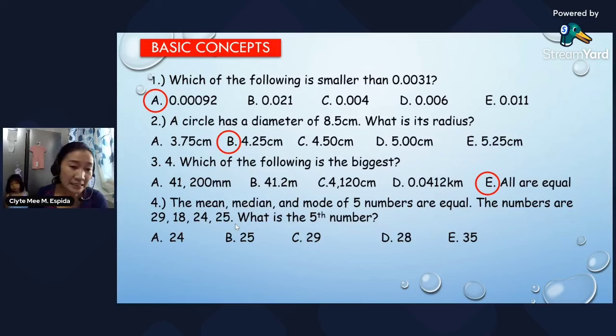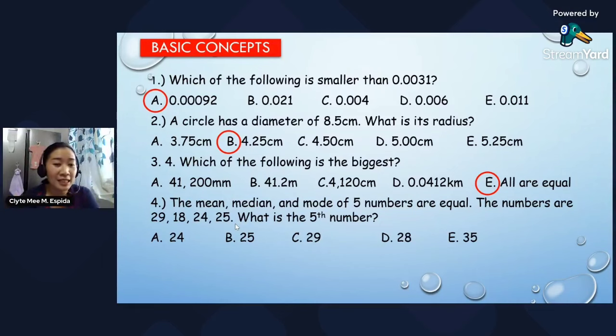So ano po yung magiging third value natin? And the mean. The mean is the average. If we add those 5 numbers, then we divide it by 5, the answer is the mean. Okay. So eto na, nakukuha na po yung sagot.